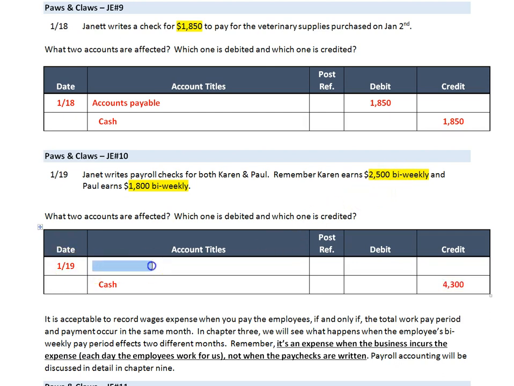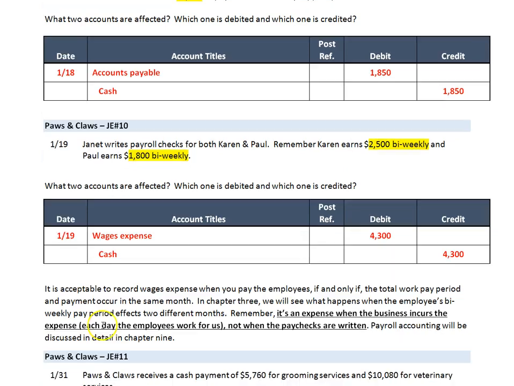Alright, so what are we going to debit? In this case, we're going to debit wages expense. Wages expense for 4,300. It's an expense item. These are employees who have worked for us for 2 weeks and we're paying them, so it's an expense of the business. It's part of their process of earning revenue. They have to pay these employees to work for them.